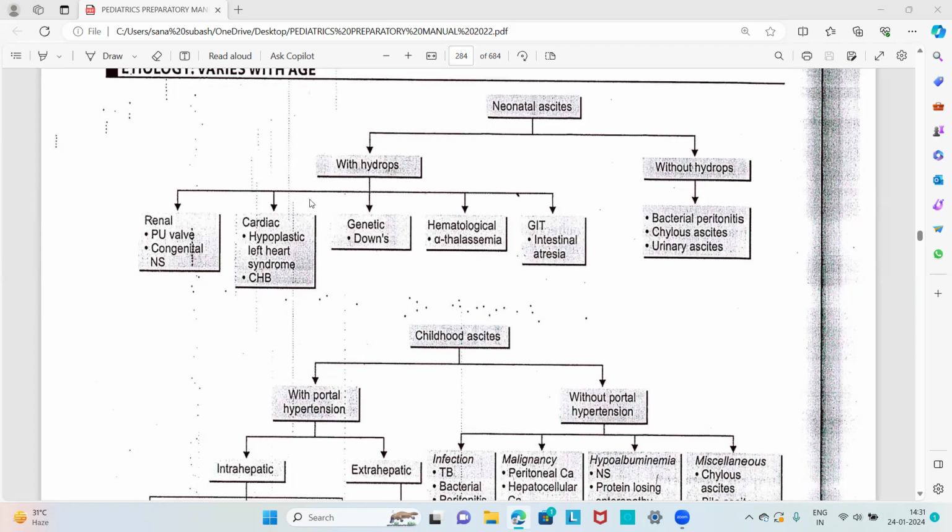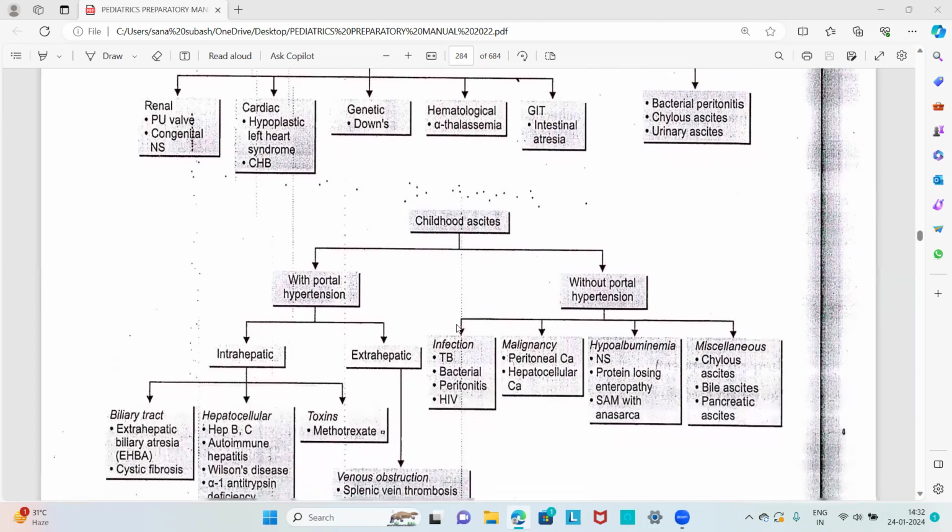Then cardiac disease like hypoplastic left heart syndrome and congenital heart disease can cause neonatal ascites with hydrops. Genetic syndromes like Down syndrome, hematological causes like alpha thalassemia, and GIT causes like intestinal atresia. So these are the causes for neonatal ascites with hydrops. If it is neonatal ascites without hydrops, only the ascites will be present. The reasons are bacterial peritonitis, chylous ascites, and urinary ascites. So these are the etiologies of neonatal ascites.